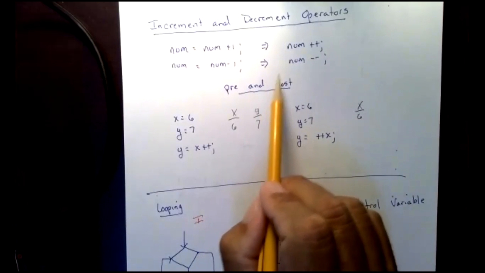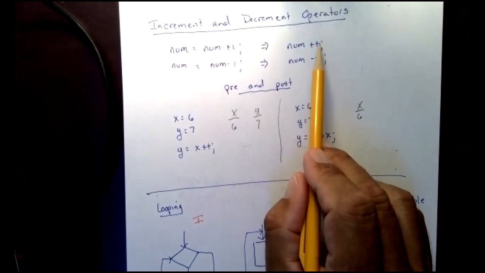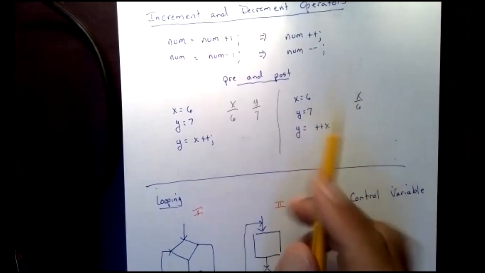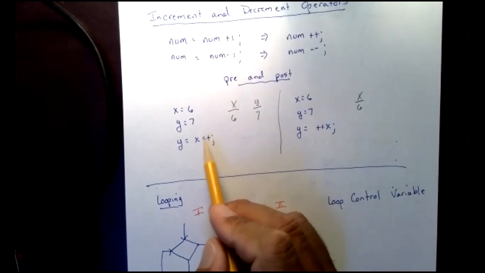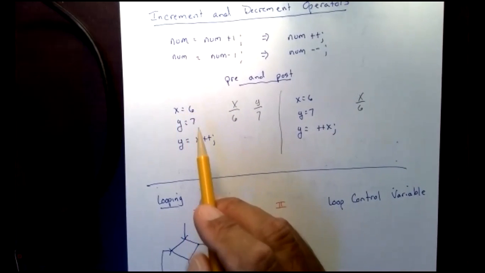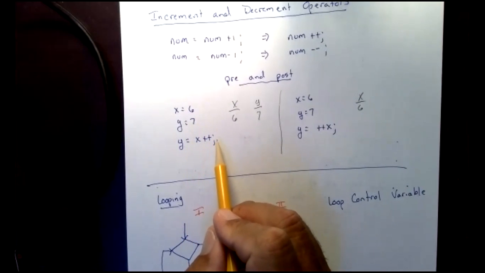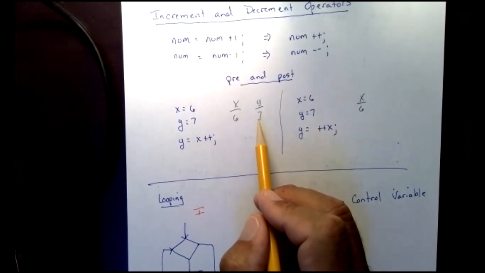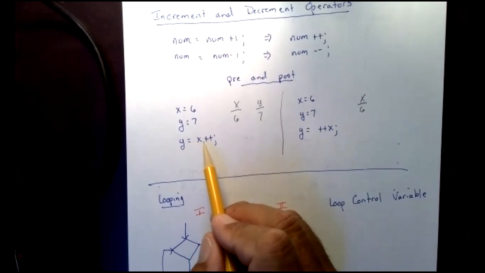We can also look at the increment and decrement operators two ways. One is a pre and one is a post. In the first example, I'm going to do the post increment. I have code that looks like this: X equals 6, Y equals 7, Y equals X plus plus, which means X gets a value of 6. Second line, Y gets a value of 7. Now you reach this third line, Y equals X plus plus.